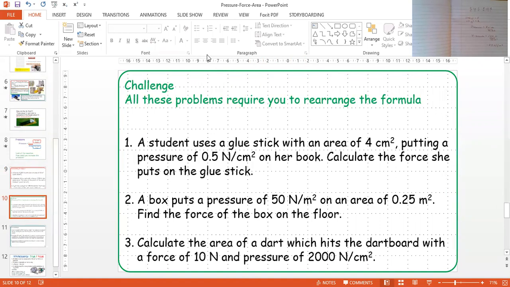So we're going to box what we need to find. The student uses a glue stick with an area of 4 centimeters squared, putting a pressure of 0.5 newtons per centimeter squared on her book. Calculate the force she puts on the glue stick. So we're going to calculate the force.